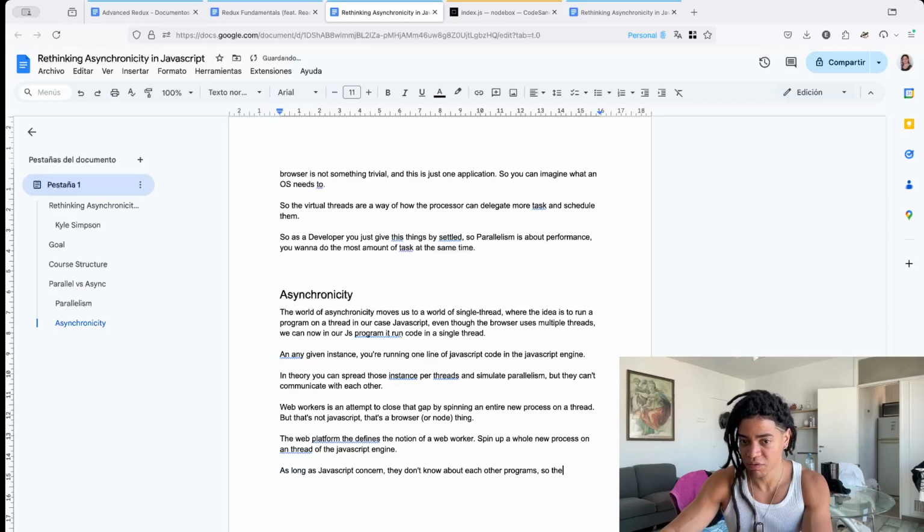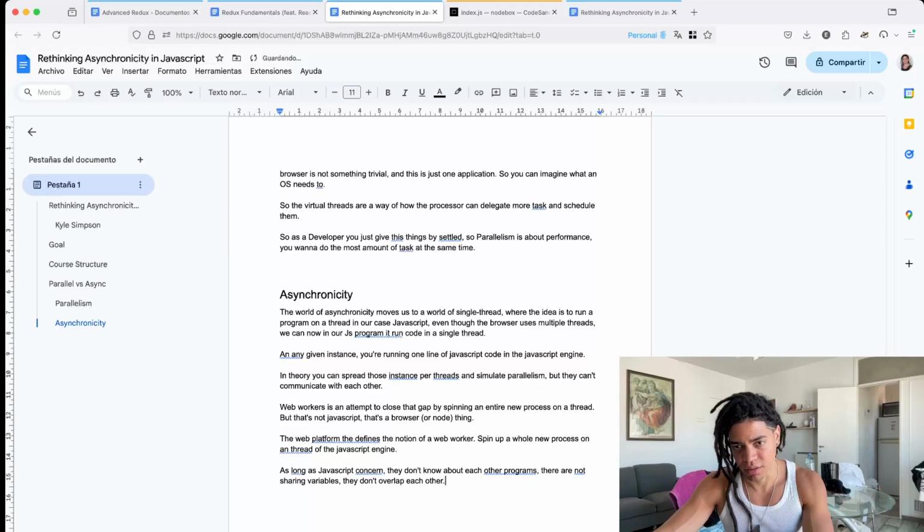So the good news is that we don't have to worry about this JavaScript engine. As far as JavaScript is concerned, those two things don't know about each other. They don't have any overlap. They're not sharing variables. They don't overlap each other. But this is now an environment thing. It's a JavaScript environment thing. It's a web platform in our case. The good news is we don't have to worry about any of the nonsense that threaded programming has to worry about.